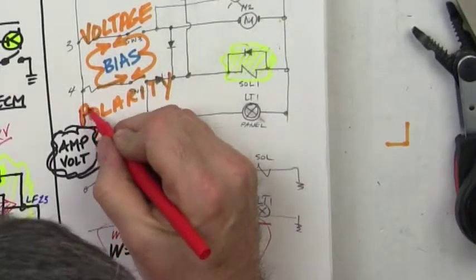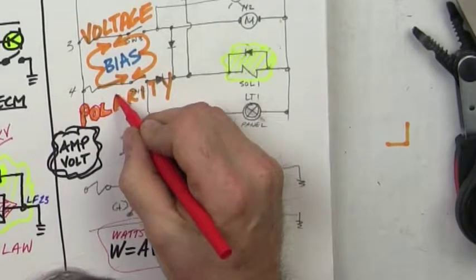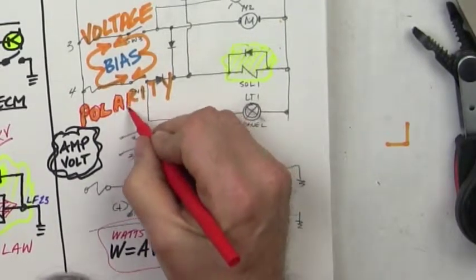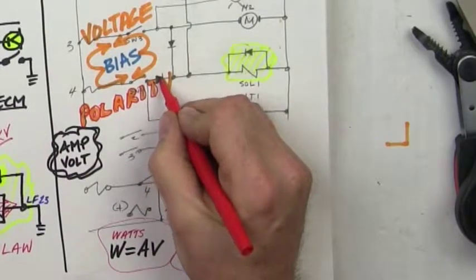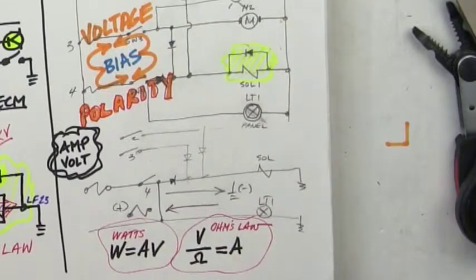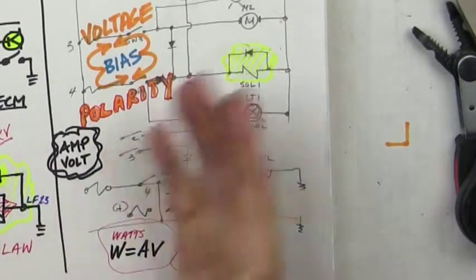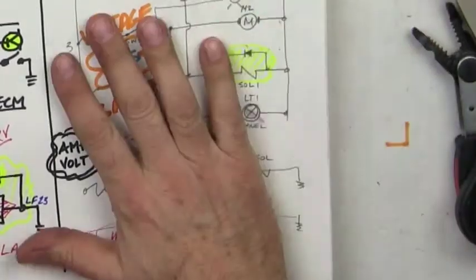So the polarity of the voltage is what's going to determine whether or not the diode is on or off, and it's technically a switch. In addition to being a check valve, it's also a switch. So that's pretty much it.